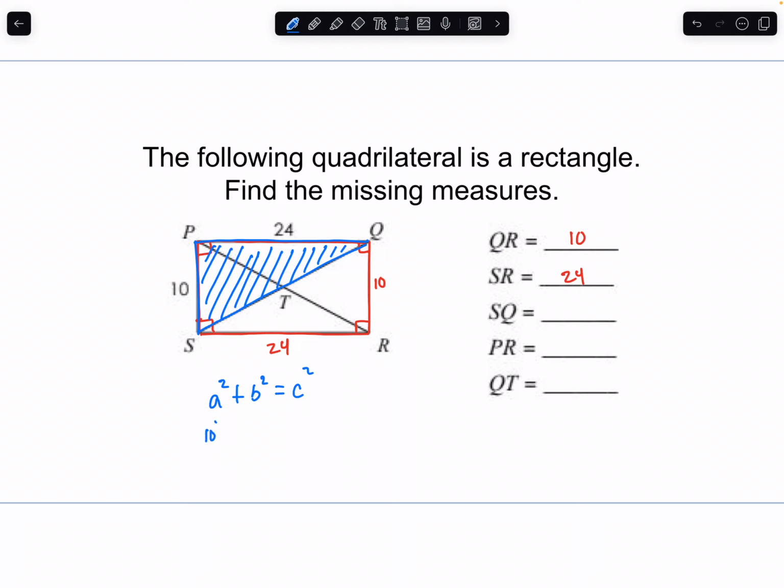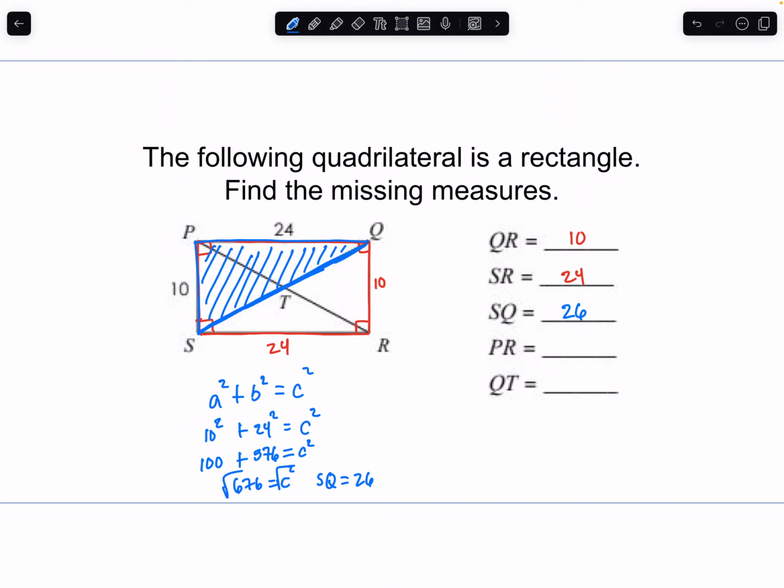So we have 10 squared plus 24 squared equals c squared. 10 squared is 100. 24 squared is 576. When I combine them, I get 676. And the square root of both sides gives me the diagonal, which is also known as SQ. The diagonal will be 26 units. This right here.